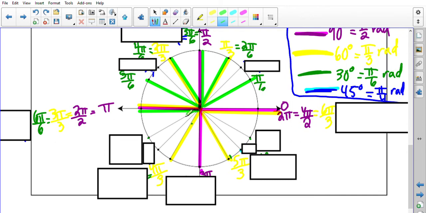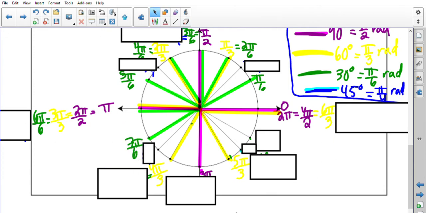All right, our next one here, if that was 6 pi over 6, that means this guy is 7 pi over 6. All right, our next one is going to be an overlap here. Sorry, let me fix that one. All right, that's 7 pi over 6. This next green one then is going to be 8 pi over 6. And 8 pi over 6 reduces to 4 pi over 3, which we already had.